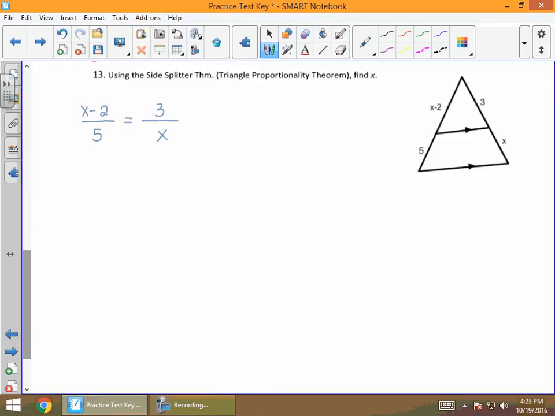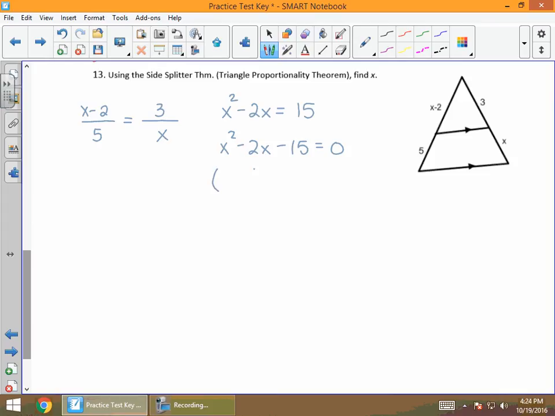Cross multiply. x times x minus 2 is x squared minus 2x, and 5 times 3 is 15. Anytime you have x squared and x to the first in the equation at the exact same time, you need to factor. So let's get this set equal to 0. So x squared minus 2x, subtract 15 over here, equals 0. I had to subtract 15 on both sides.